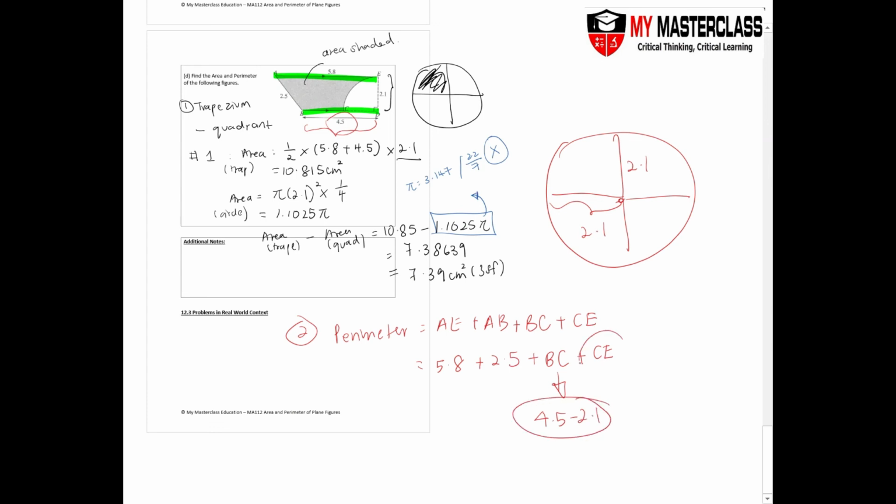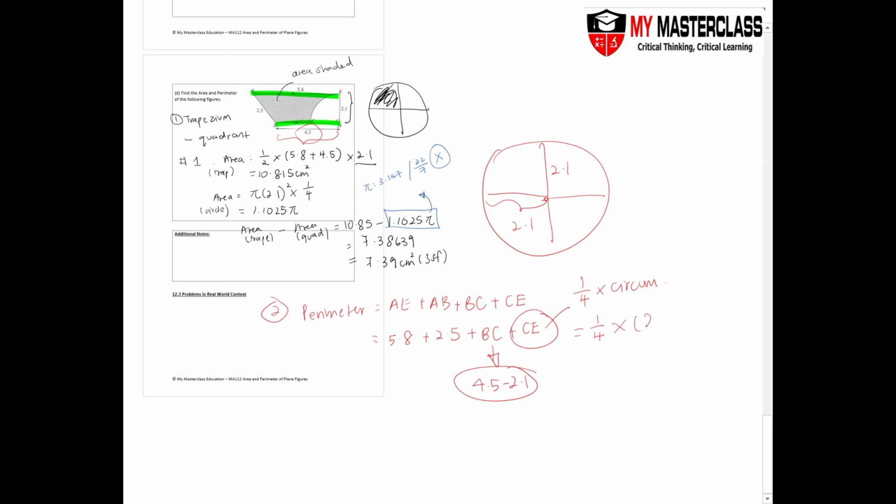Now what is CE? CE is just 1/4 of the circumference of the circle. So what does this mean? It means that it is 1/4 of 2 pi r. So again, leave your answer in terms of pi. You will have your answer as 1.05 pi. So press this in your calculator.